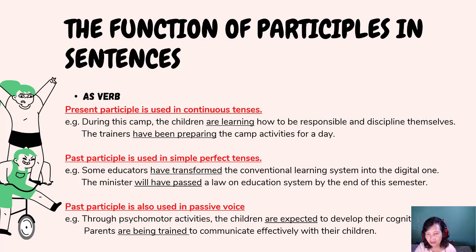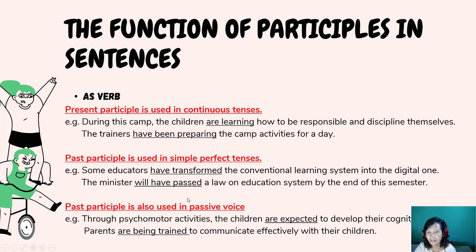Let's see. Through psychomotor activities, the children are expected to develop their cognitive function. So we have to be here and verb 3 or past participle. This is simple present. Parents are being trained to communicate effectively with their children. Are being trained. This is passive, and in present continuous. We have two kinds of to be here, are and being. Being shows that this is continuous.